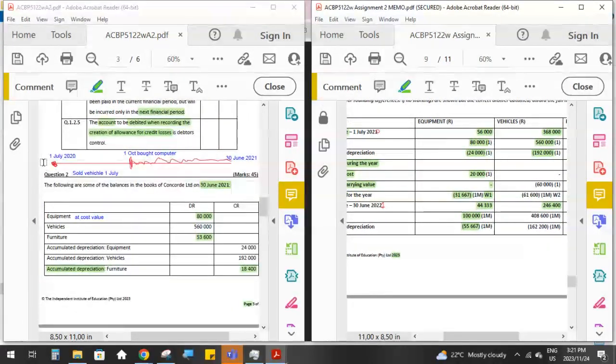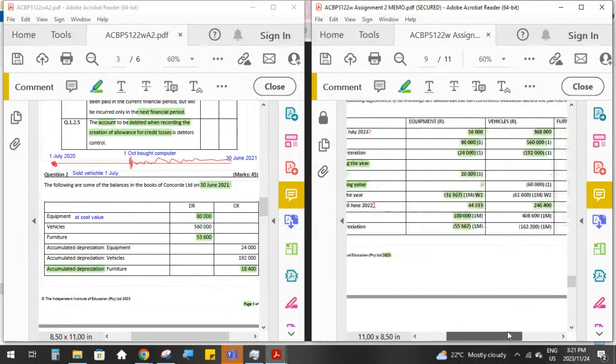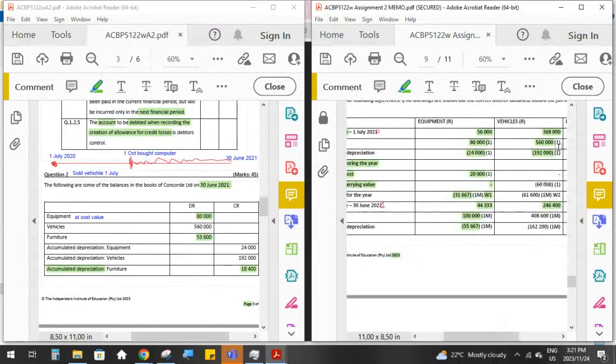And we sold the vehicle on the very first day of the financial year, which means that for that particular vehicle, we mustn't have any depreciation for this year because we didn't own it or use it this year at all. So we've already done our opening balances. So now we go through our questions. You ask yourself this every column and every time. Vehicles. Did I purchase any vehicles?